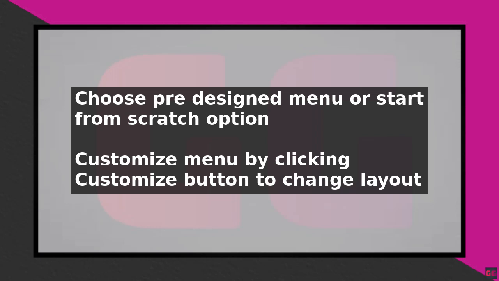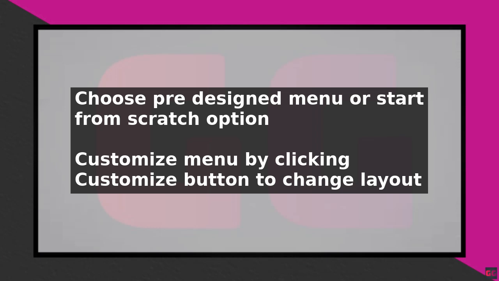To add menu items, click on the Add Item button and enter the name of the page or link you want to add. You can also add submenus by clicking on the Add Submenu button. Organize your menu items by dragging and dropping them into the desired order.